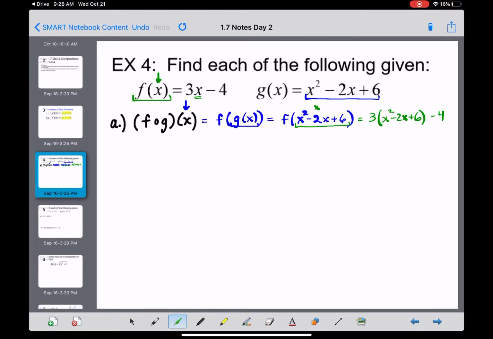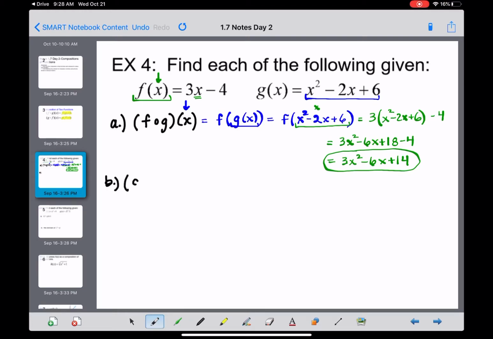So we're going to distribute that 3 through the parentheses. We still have the minus 4 at the end, so if we simplify that, hopefully my addition and subtraction is correct. So 3x squared minus 6x plus 14. Again, notice there's an x in the answer because you had an x after the f of g there.